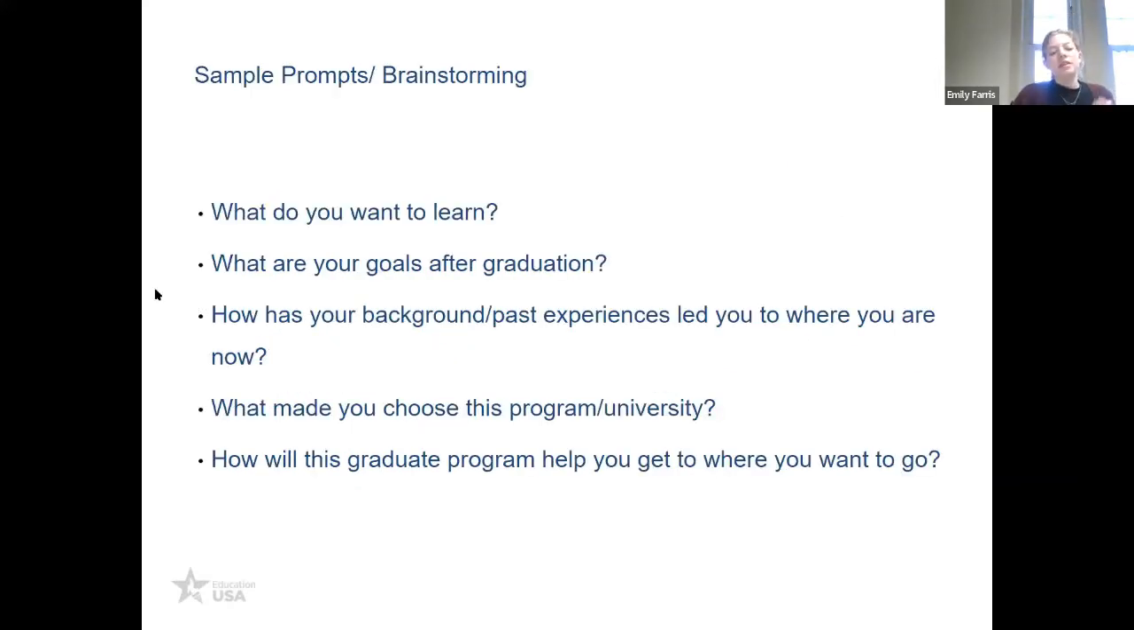So continuing with the ideas for the content, I said the keyword is purpose. And so to begin with any paper like this, I like to start by having some sample prompts or brainstorming to get you on the right track. A few of those for a statement of purpose are, what do you want to learn with this program? What are your goals after graduation?